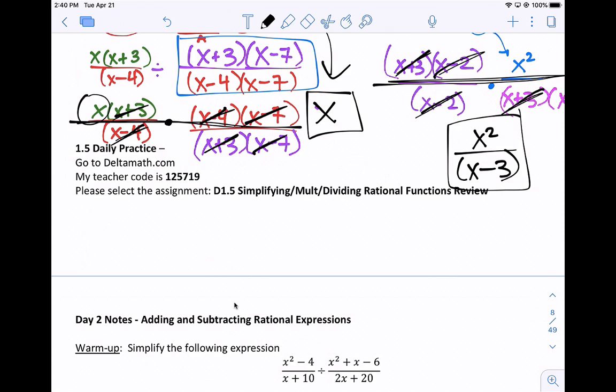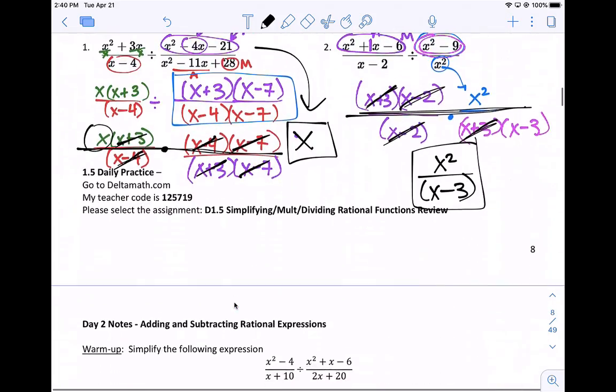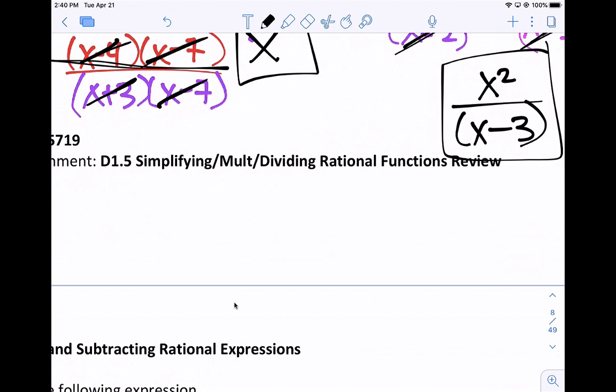It's not that many problems. It might be, let me think, 1, 2, 3, 4, 5, 6, maybe 7 or 8 problems. You can do more if you want to, but I think it's just 7 or 8 required. And it practices all of these ideas. So you will go to this assignment, day 1.5, which is simplifying, multiplying, dividing rational functions, and try that assignment.